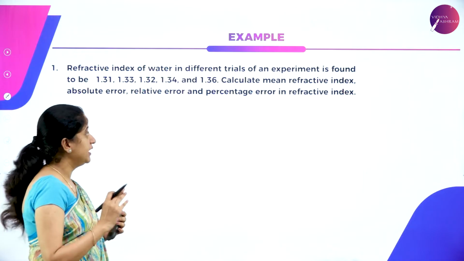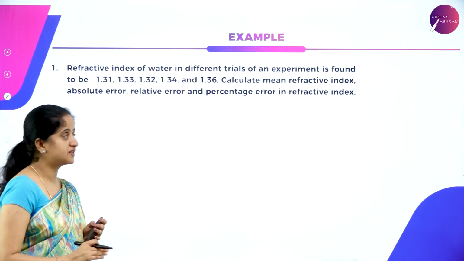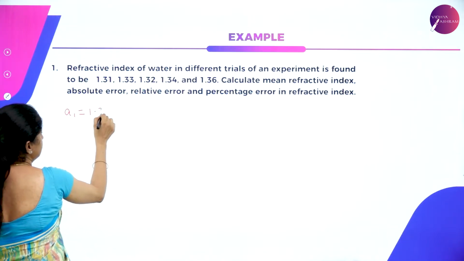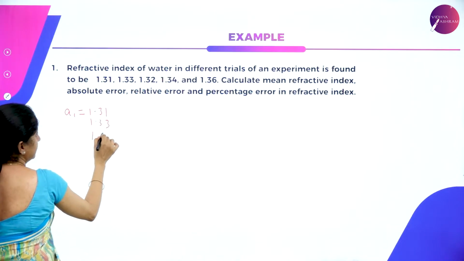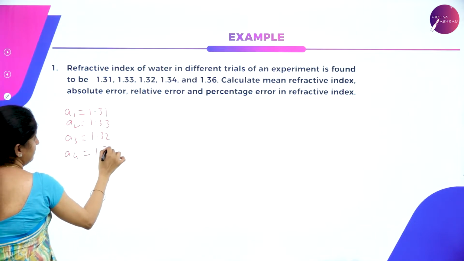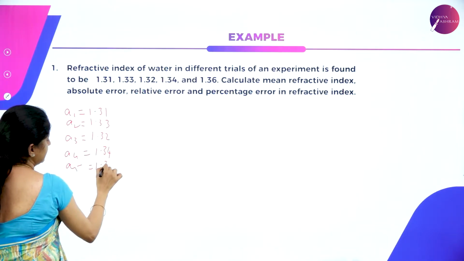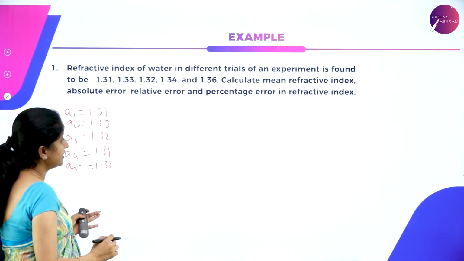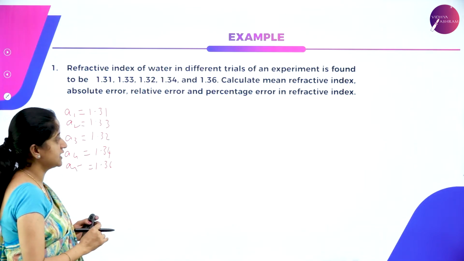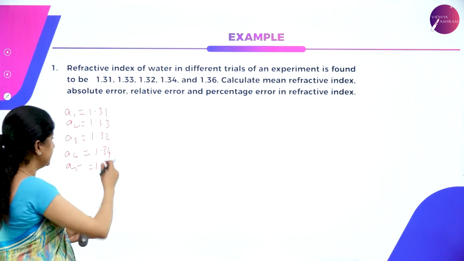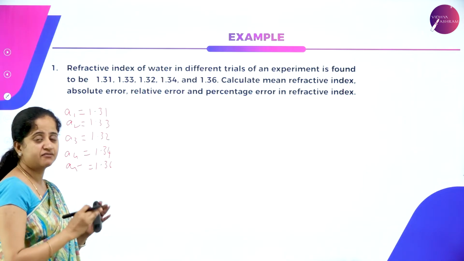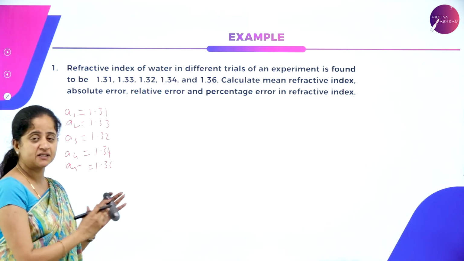So let us solve one more example in calculating absolute error, mean absolute error, relative error, and percentage error. We have a question: the refractive index of water in different trials of an experiment is found to be 1.31, 1.33, 1.32, 1.34 and 1.36. These are the different measurements we have. Now we have to calculate the mean refractive index, the absolute error, relative error, and percentage error in the refractive index.